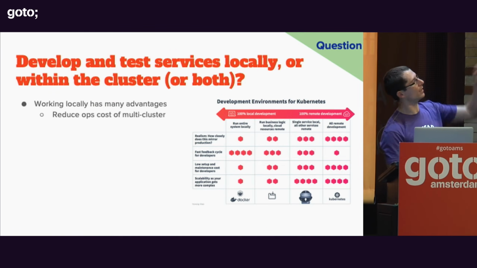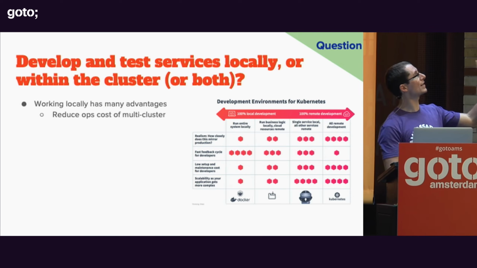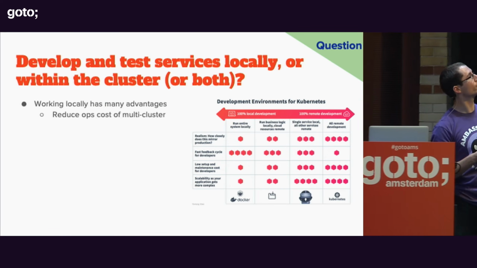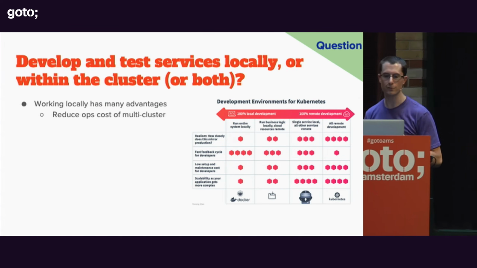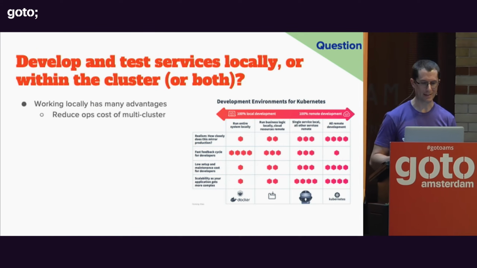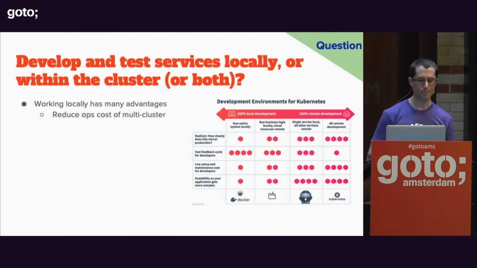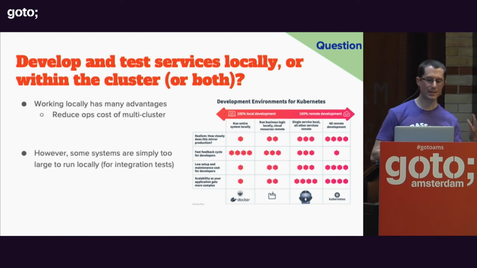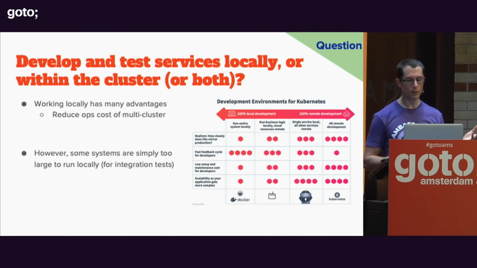I'll share the graph later on, but there's a spectrum of working locally all the way through to coding in the cluster itself. Obviously, if you work locally, you're not spending money on a Kubernetes cluster either, which is good. But sometimes systems are simply too big. And there's a couple of tools I wanted to point out.